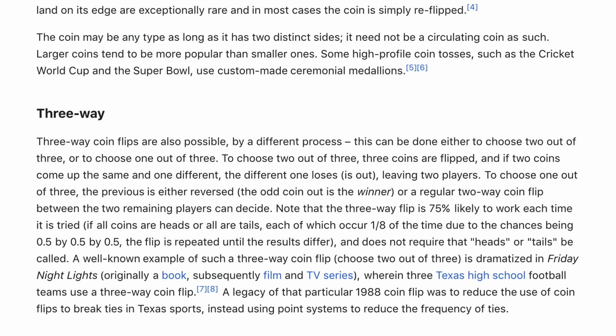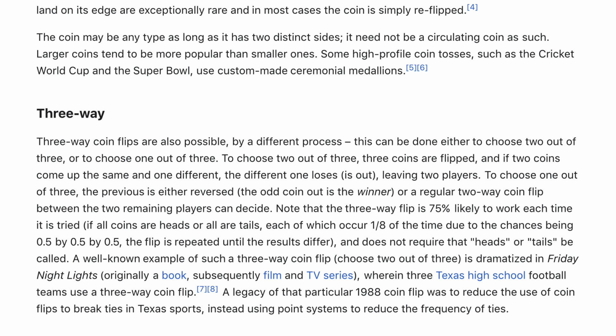The coin may be any type as long as it has two distinct sides. It need not be a circulating coin as such. Larger coins tend to be more popular than smaller ones. Some high-profile coin tosses, such as the Cricket World Cup and the Super Bowl, use custom-made ceremonial medallions.